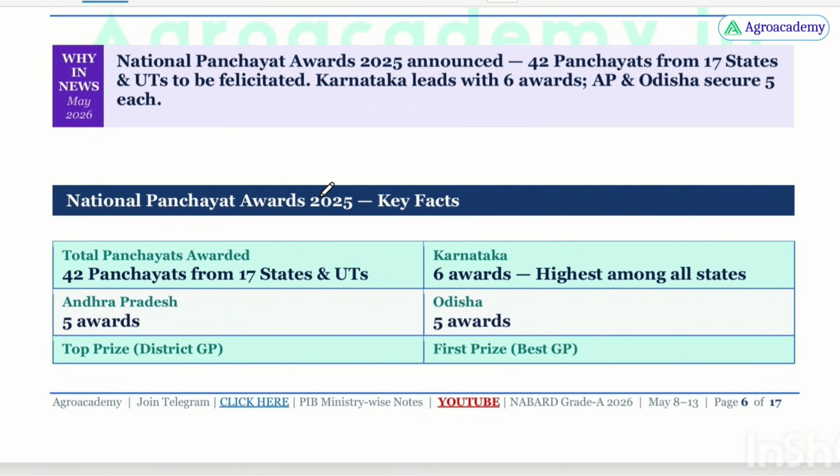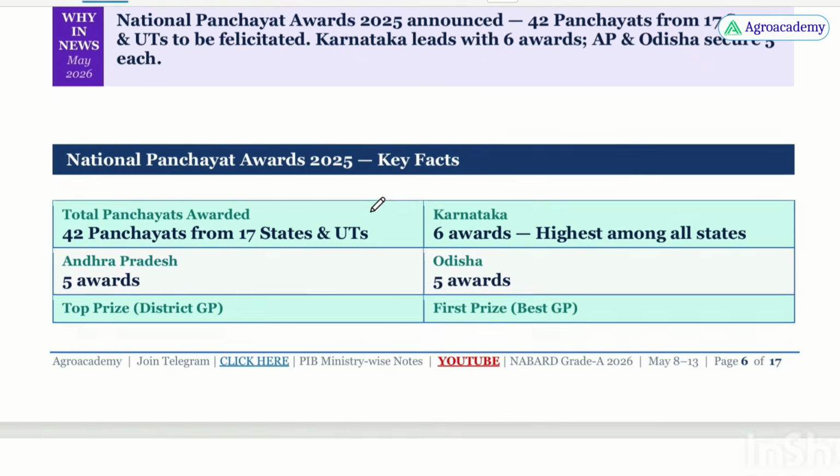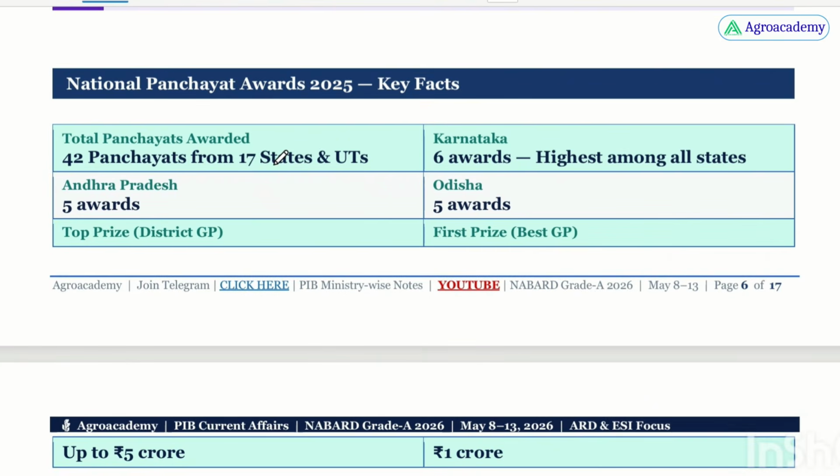Next, the National Panchayat Awards for 2025 have been announced, and 42 panchayats from 17 states and union territories have been awarded. Karnataka has got 6 awards, the highest among all the states. Andhra Pradesh has got 5 awards and Orissa has also got 5 awards.